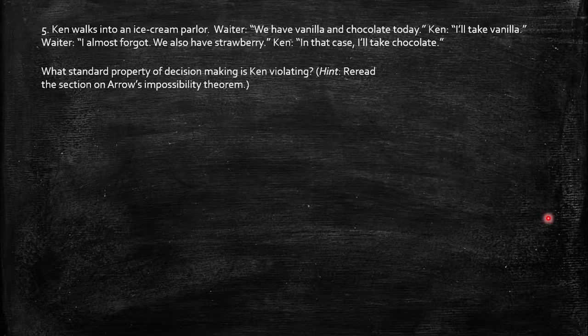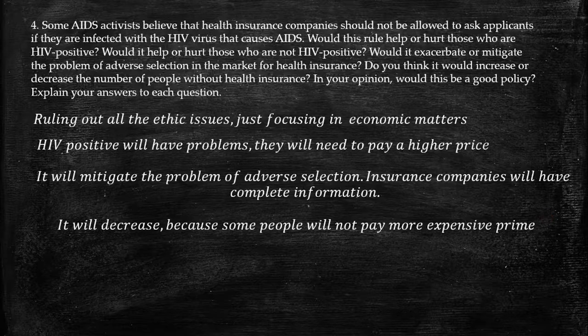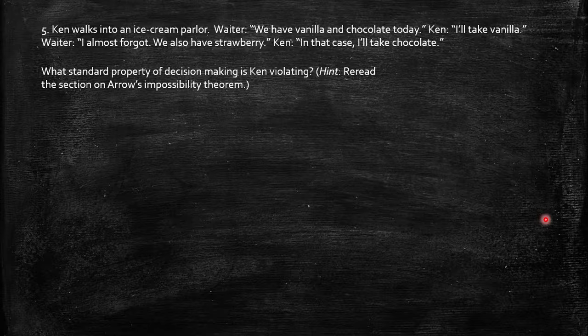The last question says, Ken walks into an ice cream parlor and the waiter says, we have vanilla and chocolate today. Then Ken says, I'll take vanilla. Waiter, I almost forgot. We also have strawberry. Ken answers, in that case, I'll take chocolate. So then what standard property of decision making is Ken violating? Then we need to recall, naturally.